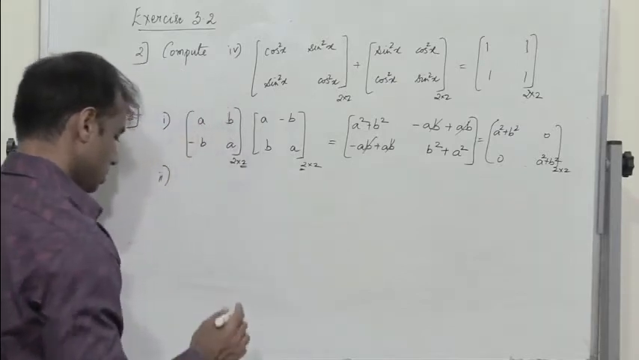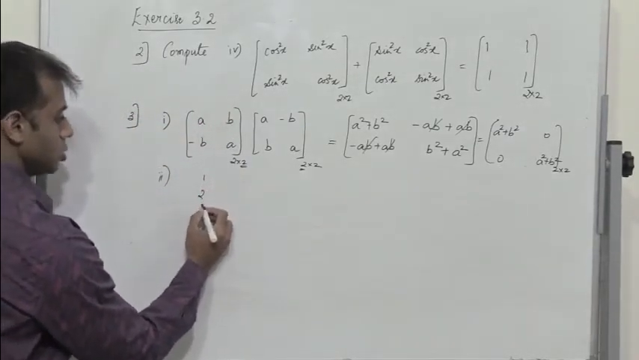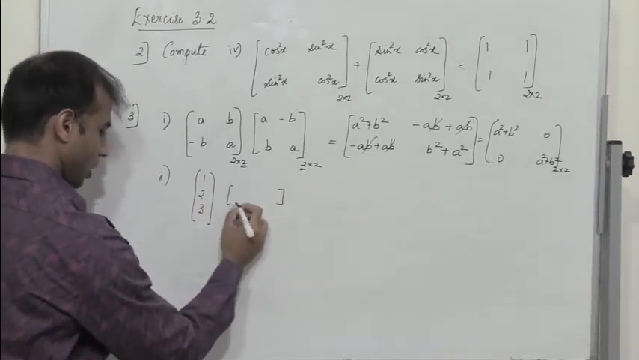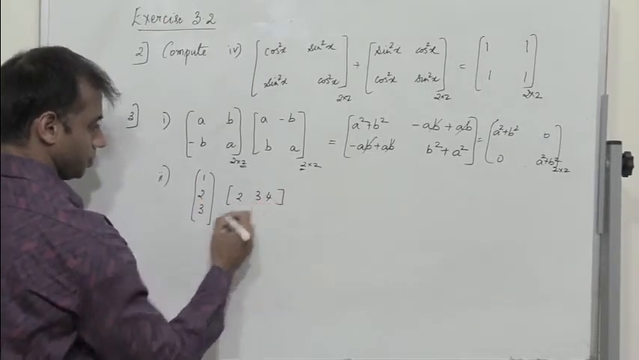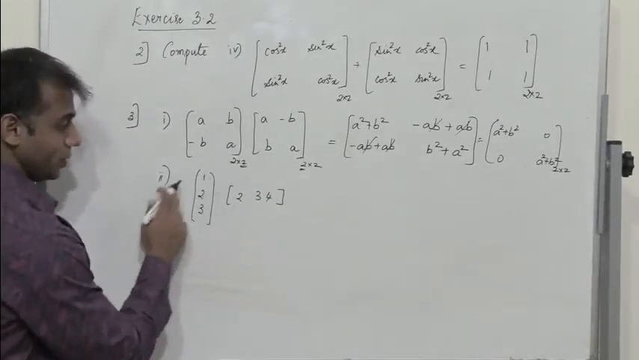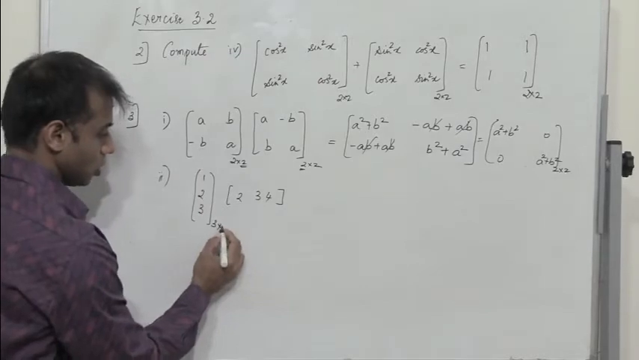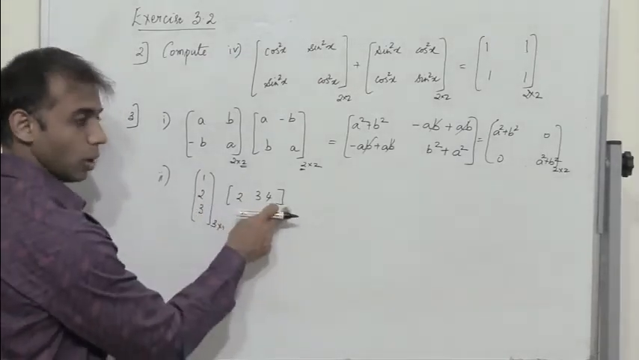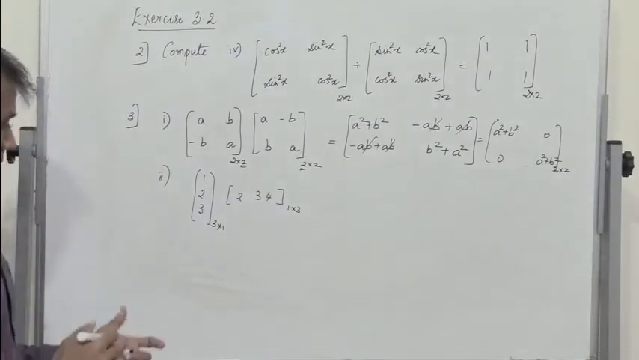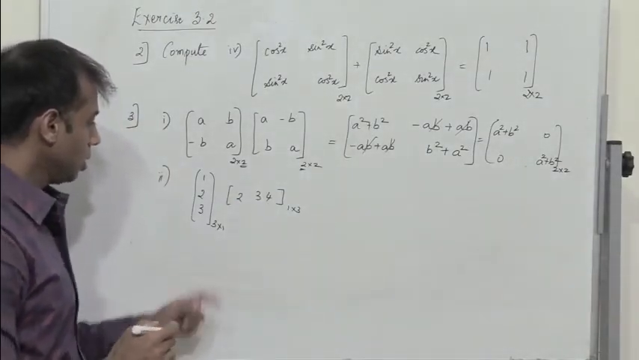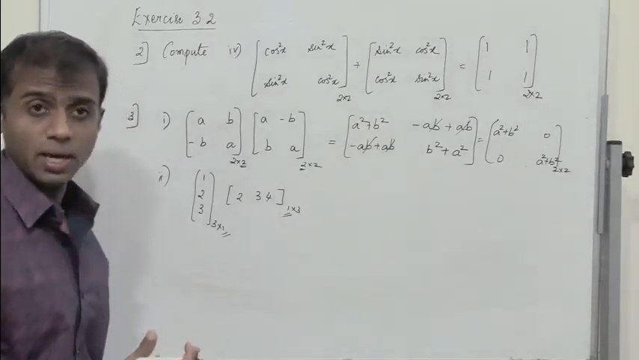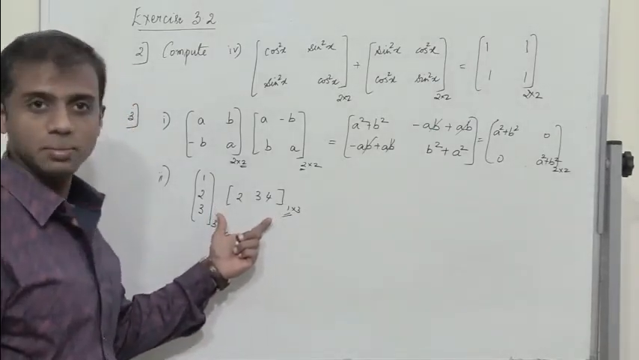So we have a matrix 1, 2, 3 to be multiplied with another matrix 2, 3, 4. Please note the order of this matrix: you have 3 rows and 1 column, so this is 3 cross 1, and this is 1 row and 3 columns, so it's 1 cross 3. So the column dimension of the first matrix and the row dimension of the second matrix match, so therefore these two matrices can be multiplied.